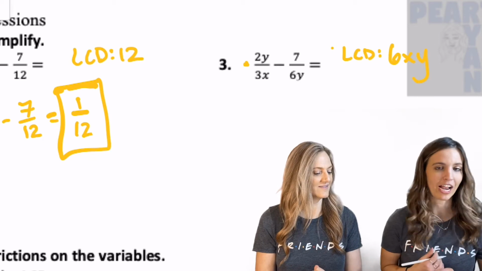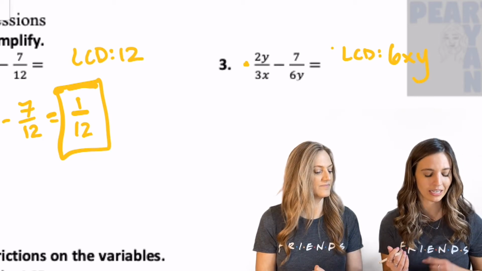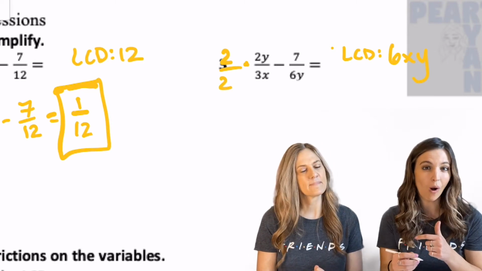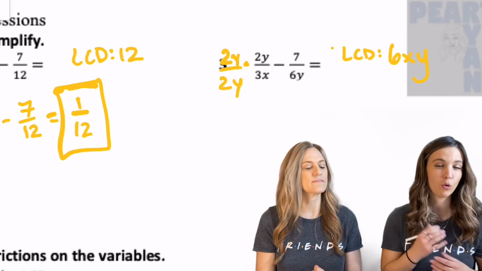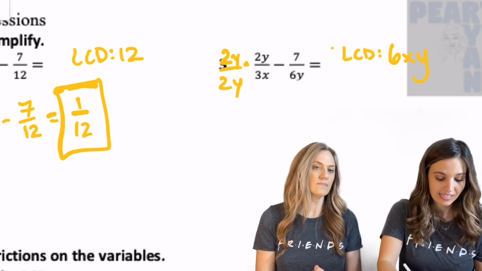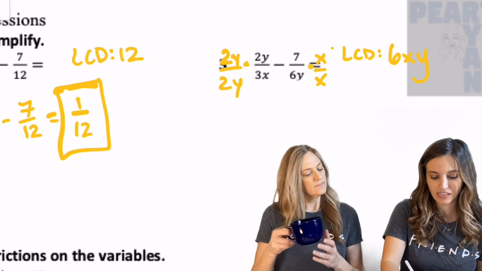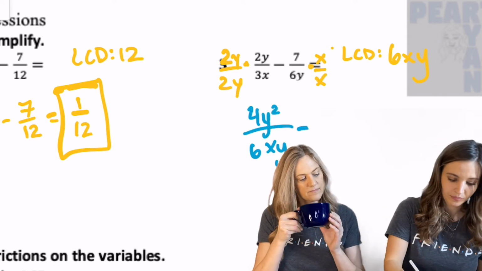What does the first fraction need from that least common denominator? It needs to get to 6, so I'm gonna have to multiply by 2/2. It also needs a y. It already has an x. So multiplying by 2y divided by 2y. Second fraction, well, it already has the 6, already has the y, so it's just gonna need the x divided by x. Awesome.